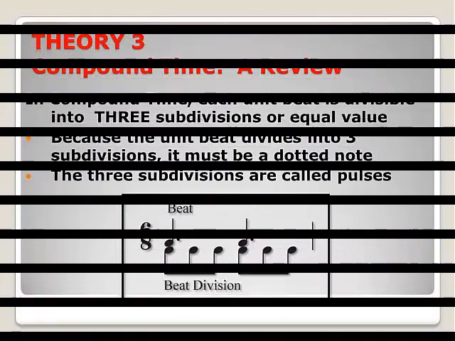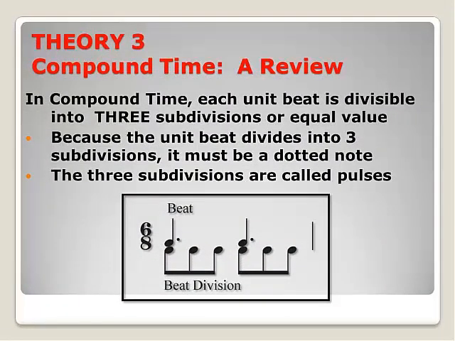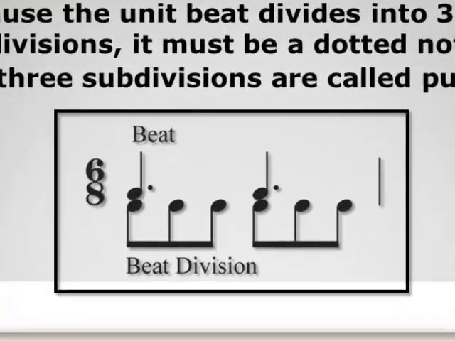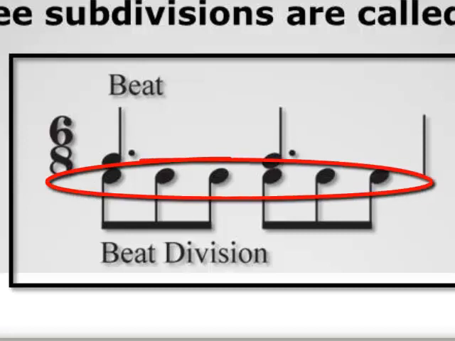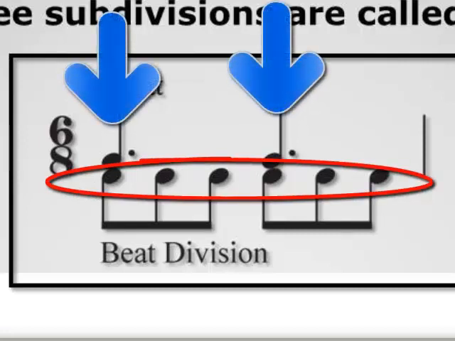Hi, and welcome to Module 4. Today we're going to continue talking about compound time. I just want to ensure that you totally understand compound time because it's so important to have it very clear in your mind. Remember, in compound time our main beat is always a dotted note and our pulse is the top number of the time signature. In 6/8 time, we would have 6 eighth note pulses in each measure and 2 dotted quarter note unit beats.